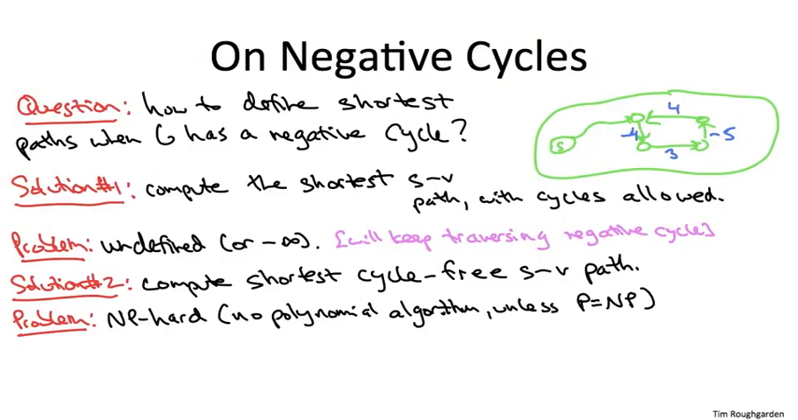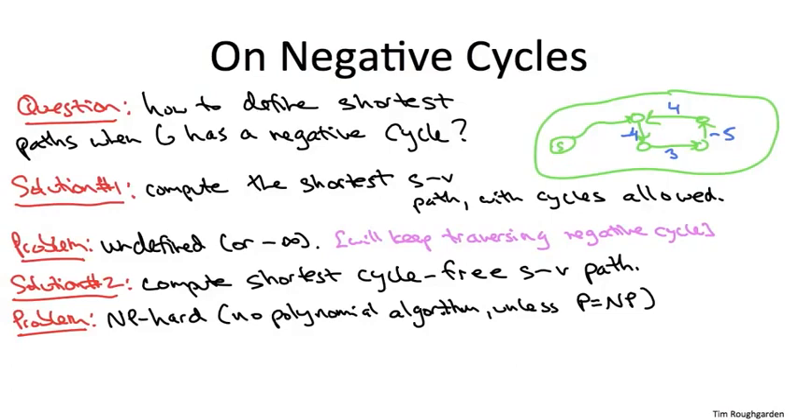So for those of you that are already familiar with NP completeness, it would be an easy exercise to prove that this problem is NP hard. It would just be a reduction from the Hamiltonian path problem. So it seems that we're stuck between a rock and a hard place. If we allow cycles in our paths, we don't get a meaningful problem. We get something that doesn't make sense. If we exclude cycles, we get a perfectly meaningful but unfortunately computationally intractable problem.